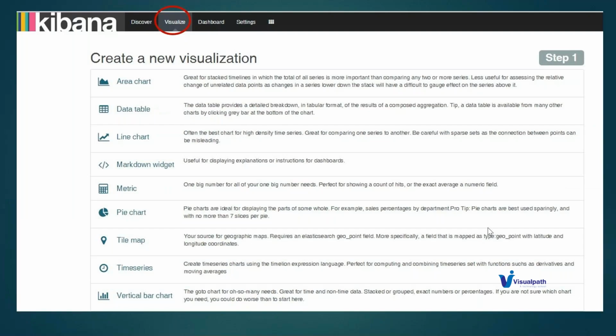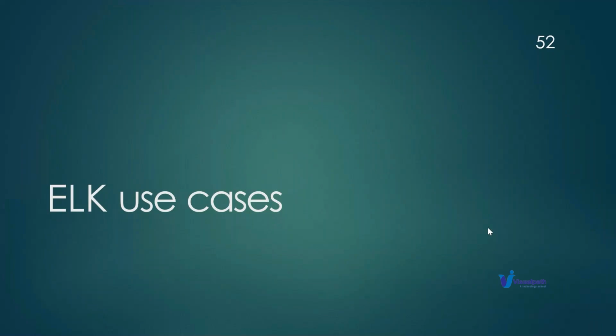So in this, there will be a visualization part also. This is a very interesting part in which you can visualize your data according to your requirement. You can create graphs, charts, line charts, markdown widgets, metrics, pie charts, to visualize the data in a more defined and clearer way. Let's say if you want to search a GeoIP, you can make a markdown or an area chart, and whatnot.